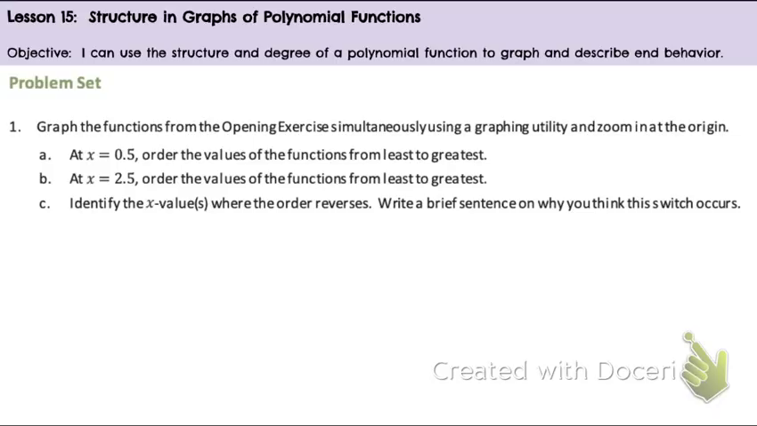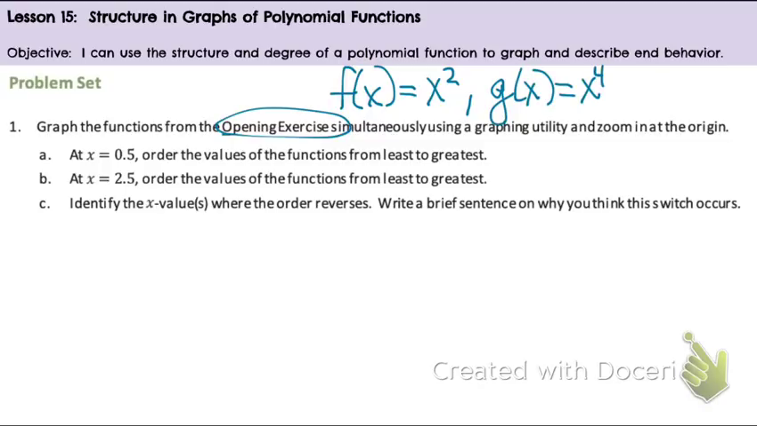So here we go, our problem set. The problem set you guys can do on your own. You don't need me for this, you just have to read it really carefully. So go back to the opening exercise, which was f of x is x squared, g of x is x to the 4th, and h of x is x to the 6th. And read this part. You zoom in at the origin. Something pretty funky is going to happen at the origin.